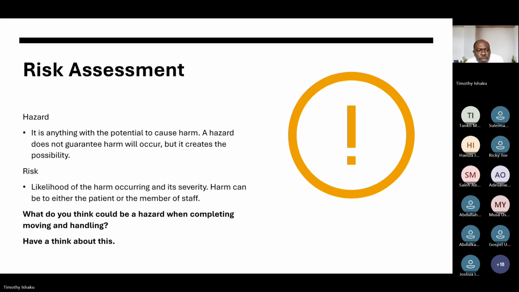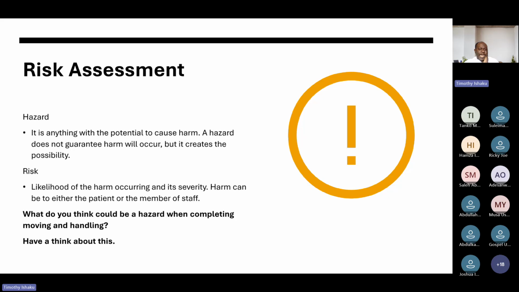Now, my question is, what do you think could be a hazard when completing moving and handling? What are the possible hazards? Just have a think. When you're moving your patients, what are the hazards?